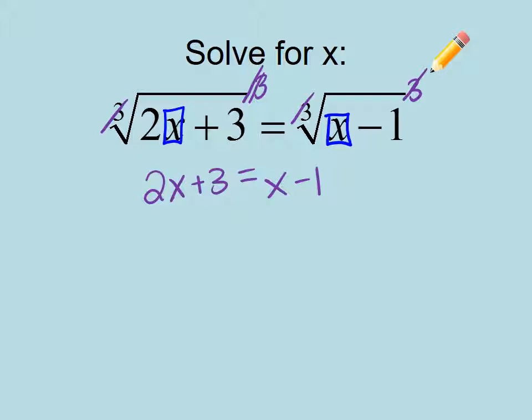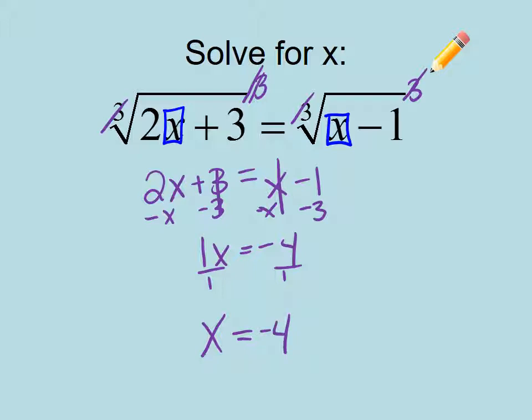You have a few moves at this point, so if you're comfortable, take a moment to solve it the way you see it, and then check your answer with me in the end. We may take different steps at this point. I'm going to subtract x from both sides, and I'm going to subtract 3 from both sides. That leaves me with a 1x on the left and a negative 4 on the right. Divide both sides by that 1, which leaves me with x equals negative 4.